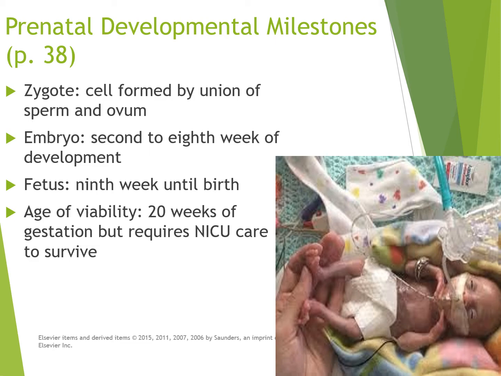Okay. Prenatal developmental milestones. So zygote, again, cell formed by union of sperm and ovum. So the very first thing. Embryo. You guys have to know the differentiation here. 2nd to 8th week of development. Fetus, 9th week until birth. Age of viability, 20 weeks of gestation. Now, I take exception to this, but requires NICU care to survive.